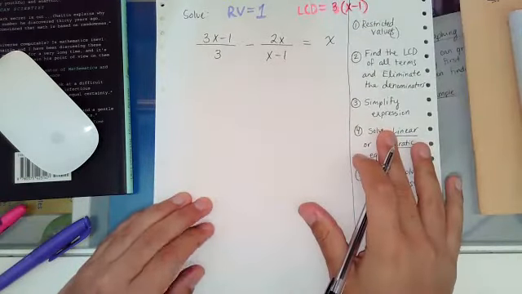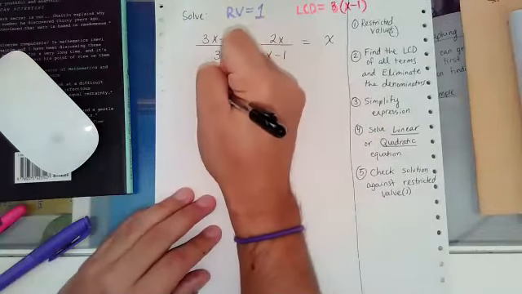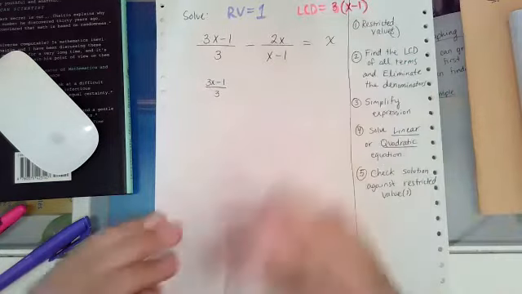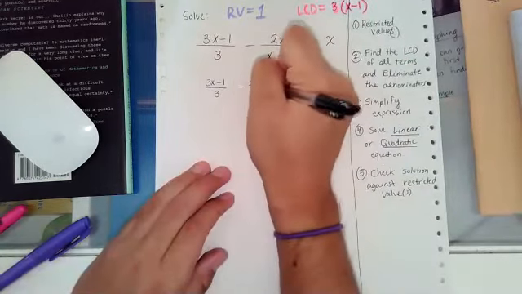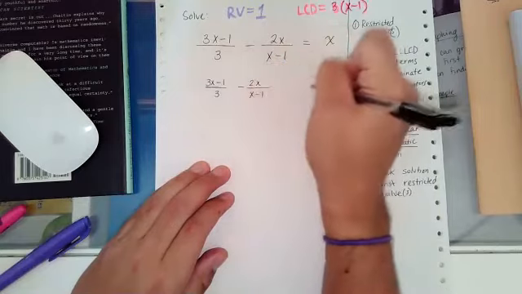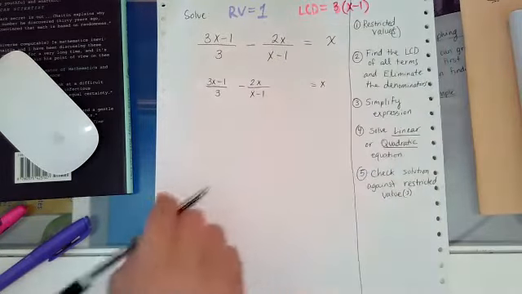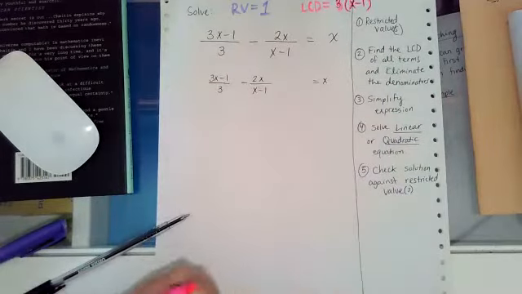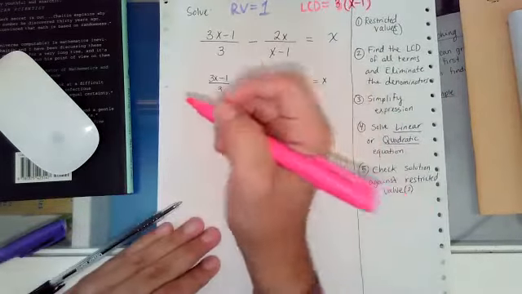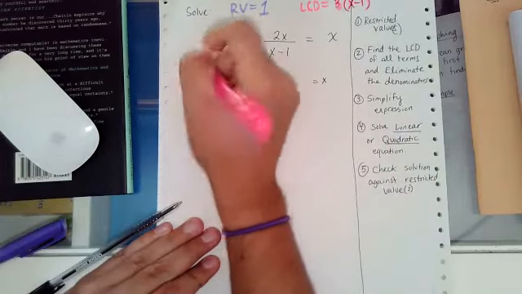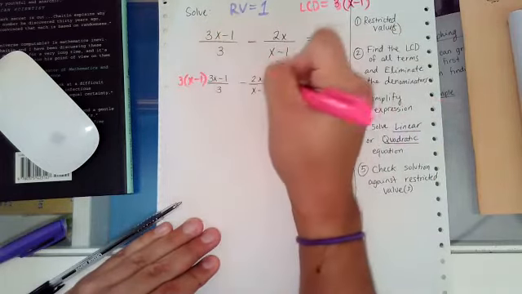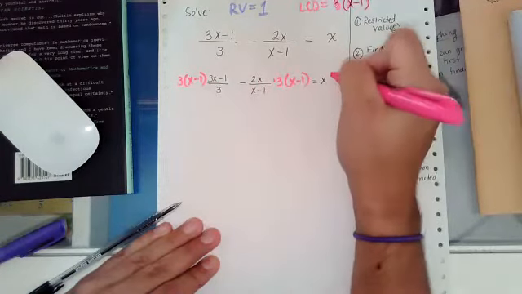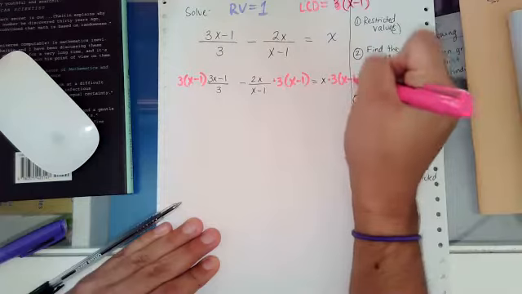Okay. So then I'm going to rewrite the problem, but I'm going to give myself space to multiply the LCD by every term. We have x there. The LCD, I put in pink here, so I'm going to keep that color consistent. I'm going to multiply this by 3 times (x minus 1). I'm going to multiply the second term by 3 times (x minus 1), and then times 3 times (x minus 1) there.